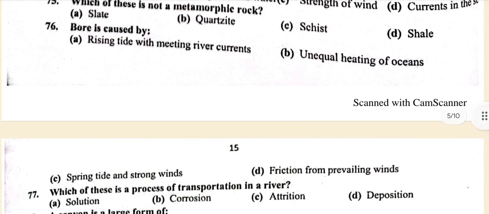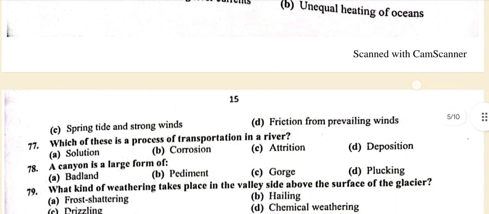Question number 76. Bore is caused by: A. Rising tide meeting river currents, B. Unequal heating of oceans, C. Spring tide and strong winds, D. Friction from prevailing winds. And the correct answer is A. Rising tide meeting rivers.